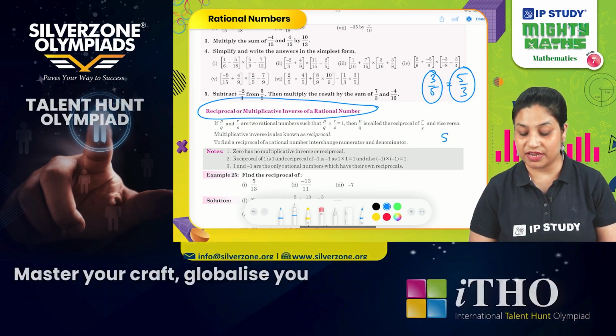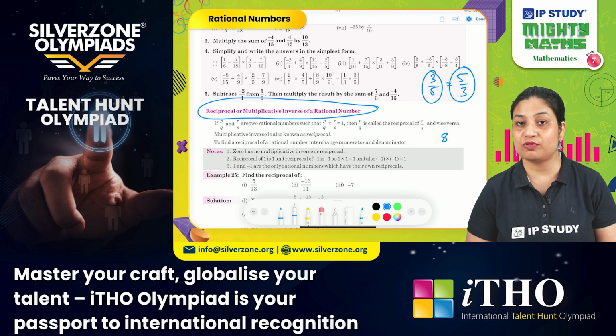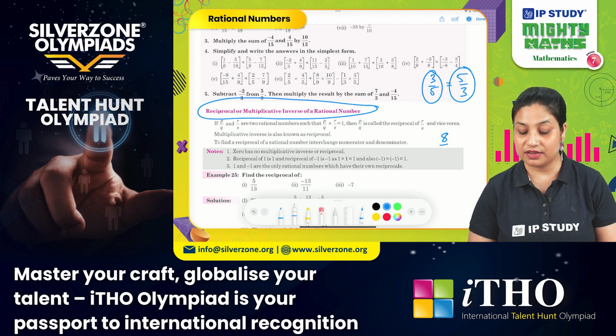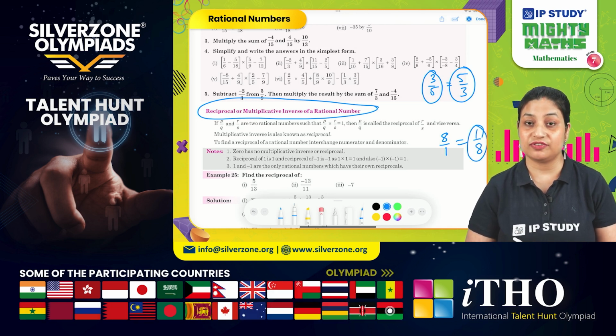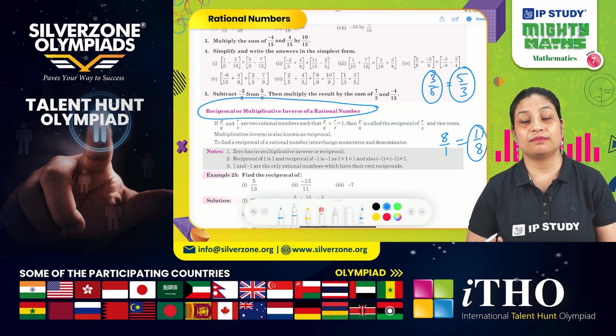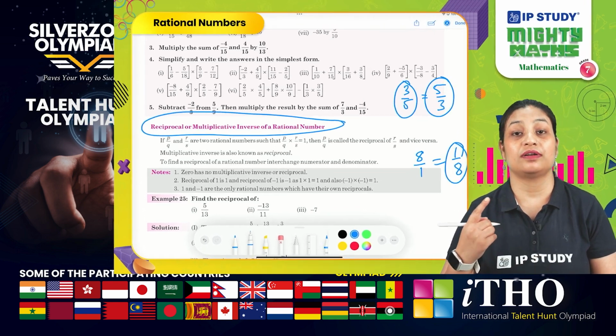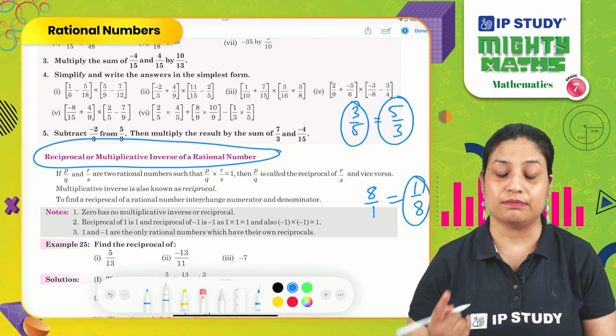Suppose I have a number 8. So what is the reciprocal of this number? You know that this can be written as 8 by 1. So what is the reciprocal of this number? The reciprocal of this number will be 1 by 8. Remember, reciprocal of any number is also called multiplicative inverse of that number.